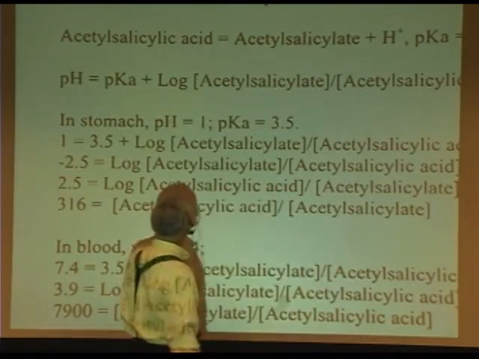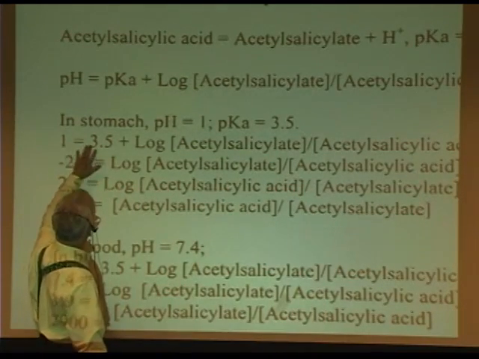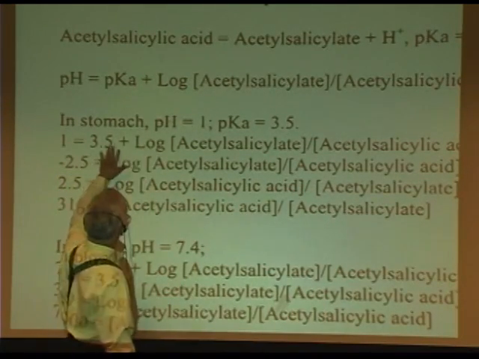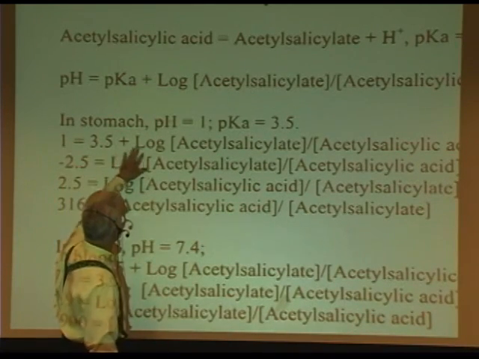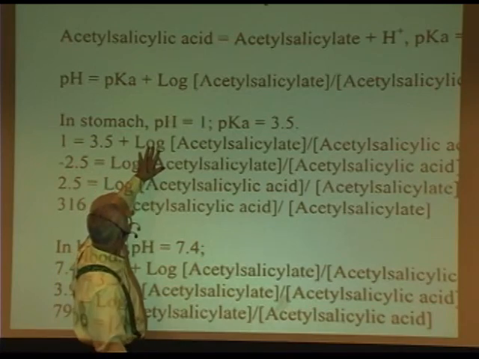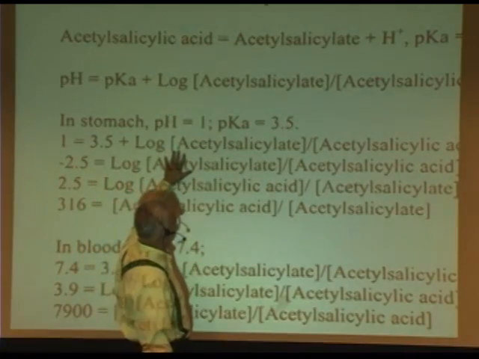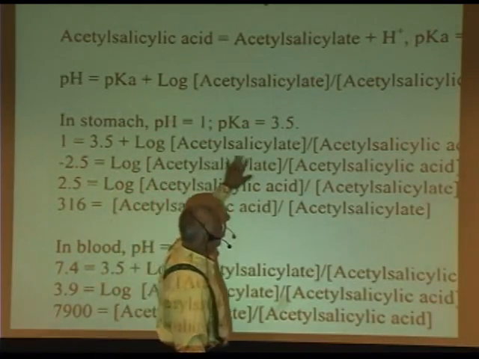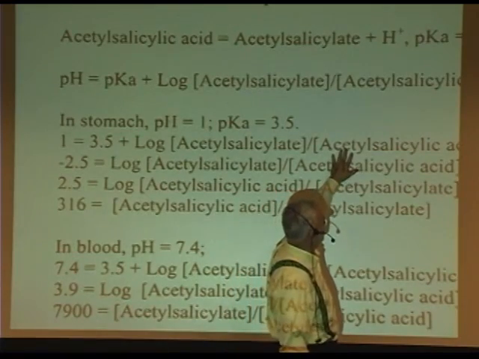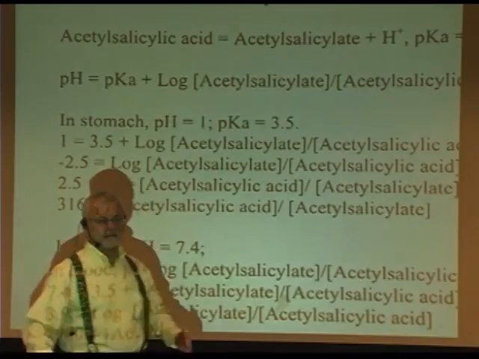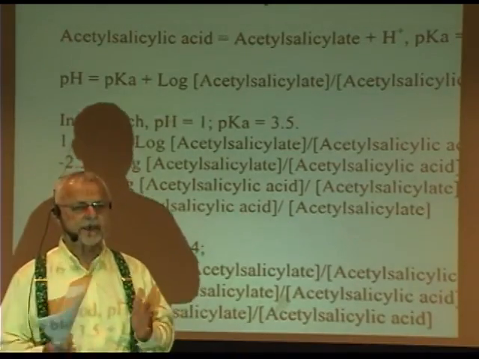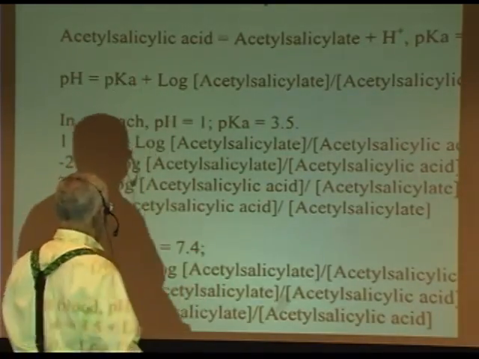So without even working out the math, we say, okay, this has to be a negative value because we're going to have to subtract this from 3.5 to get 1. This is going to be equal to 2.5, and it's going to be negative. So in the stomach, I'm going to have a lot more of the denominator, the acid. And that makes sense. At the pKa, you have exactly the same amount.